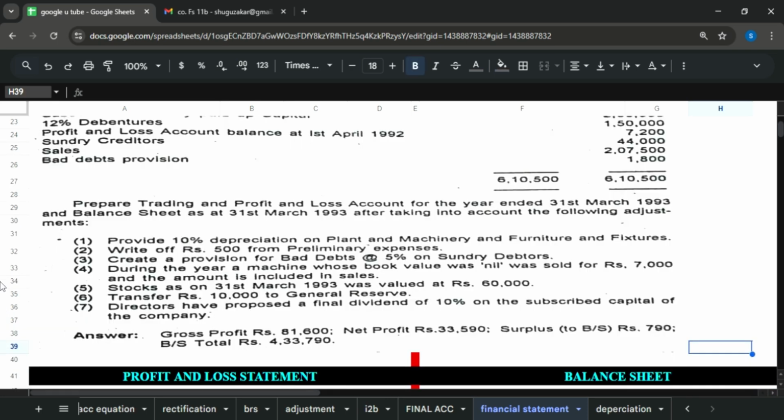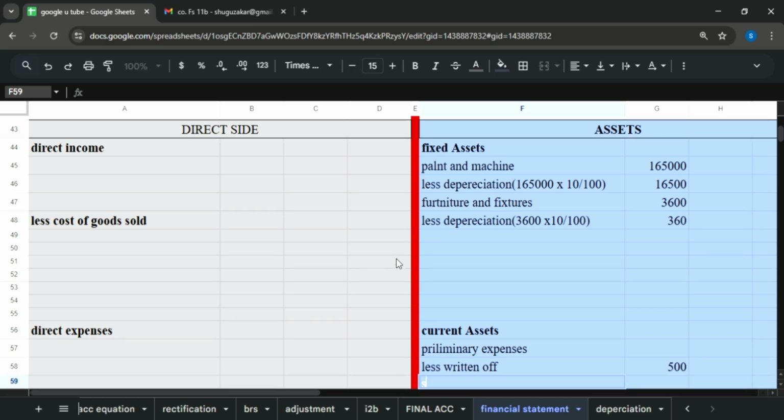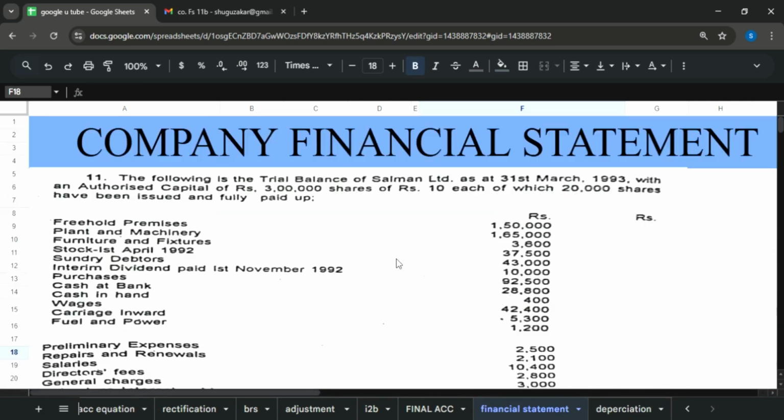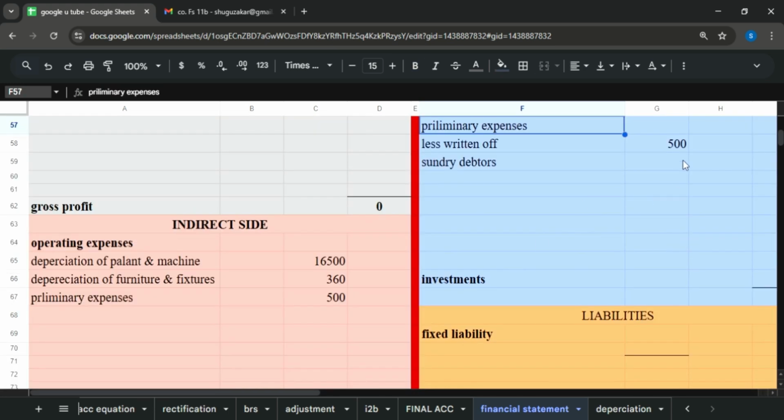Two adjustments are completed. Now third, create a bad debt provision of 5% on debtors. So we will go to the current asset side, and here the first step is to mention sundry debtors. Let's see how much is the amount of sundry debtors, and that is at number five, 43,000 is the amount of sundry debtors, after which we will subtract any additional bad debts.